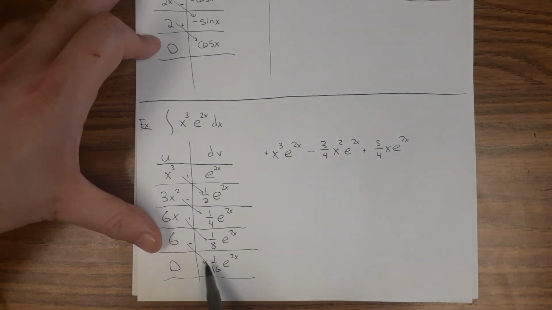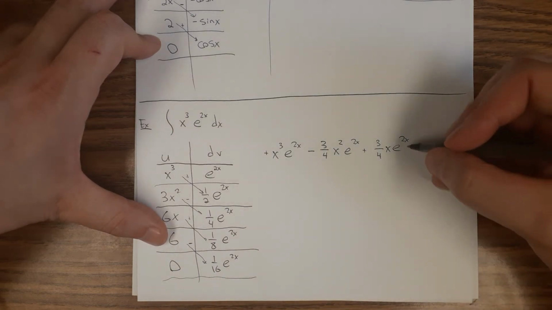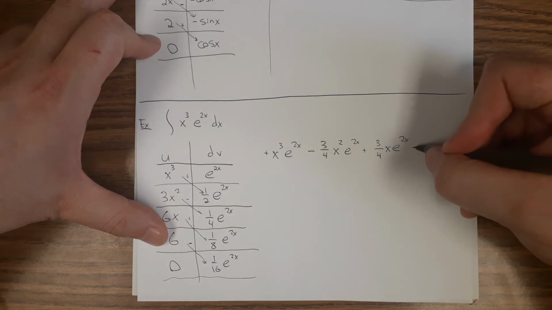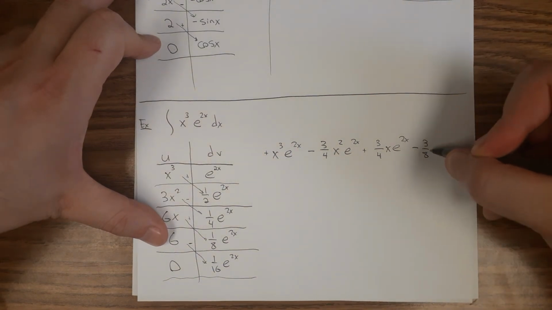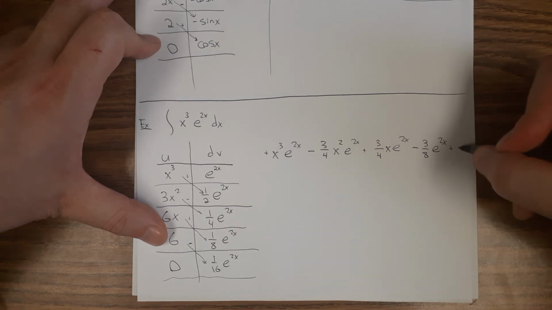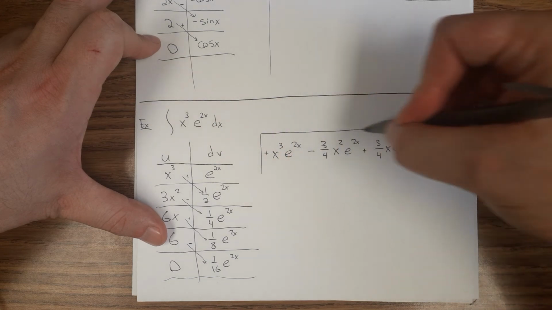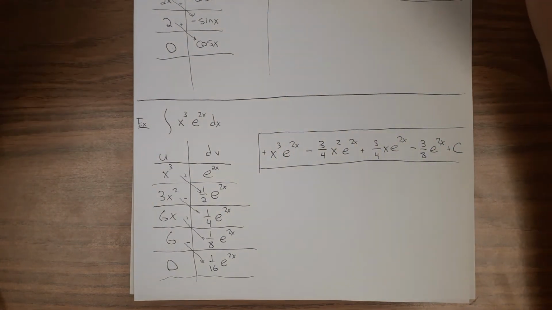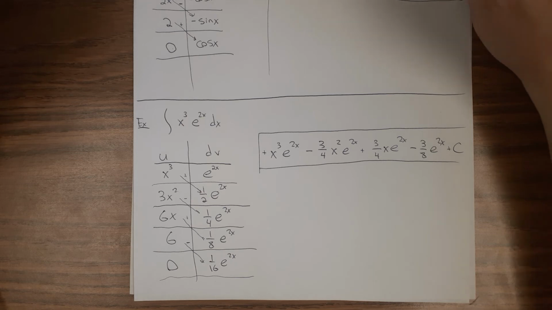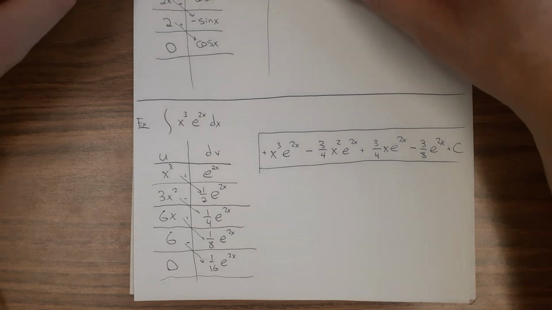And then finally this times this. I can cancel it too, so 3/8, and it's with a minus, right? This minus 3/8 e to the 2x plus c. So it's not that bad. Not nearly as bad as doing integration by parts the hard way 3 times.